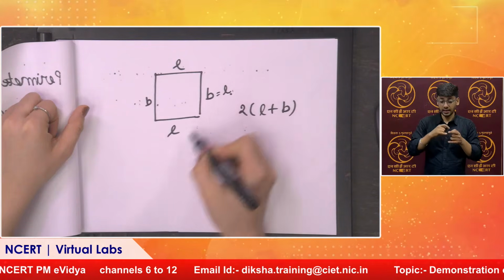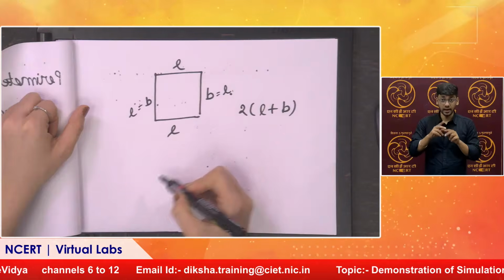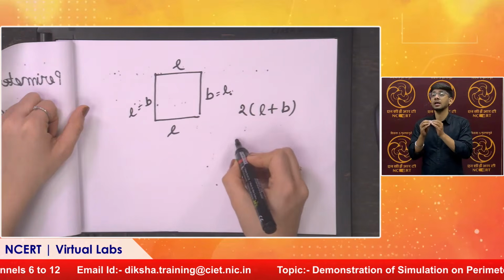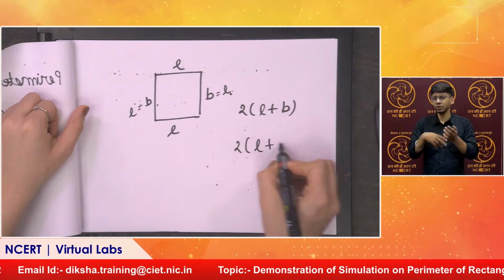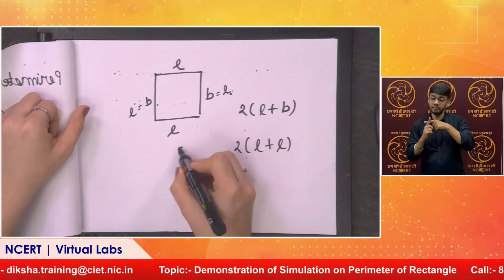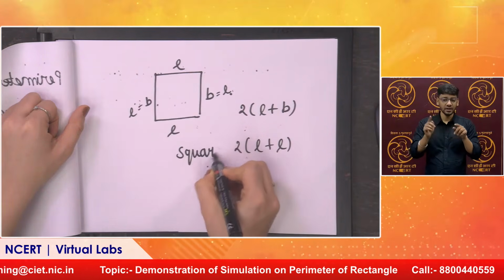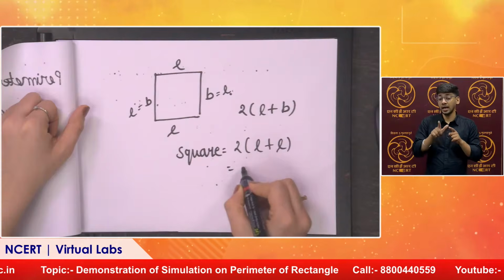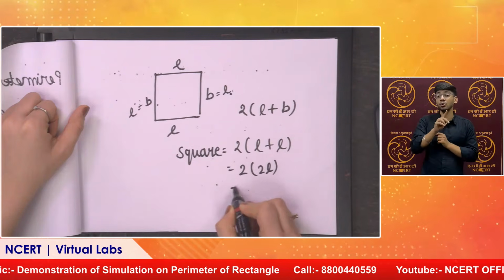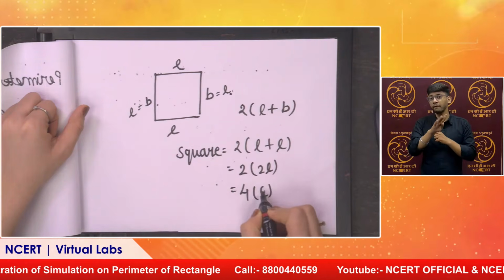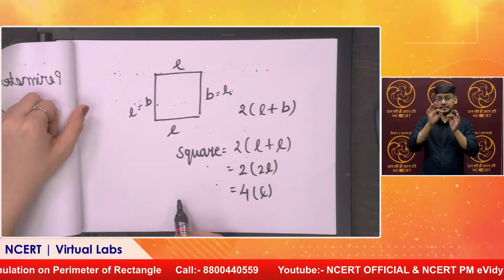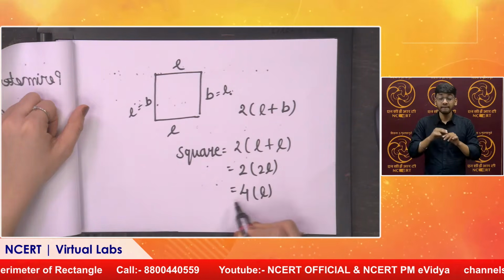L should be equal to B. When we talk about a square, it will become 2 into L plus L, because if we talk about a square, L is equal to B. So 2 into 2L, or we can say 4 into L, which is the side. If we talk about a square, then it should be 4 into side.